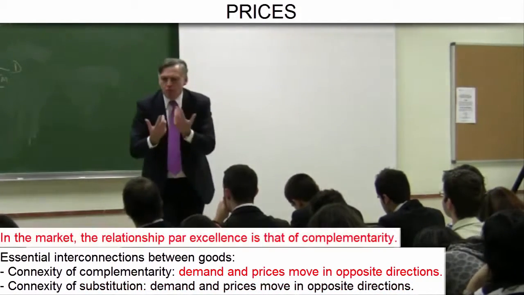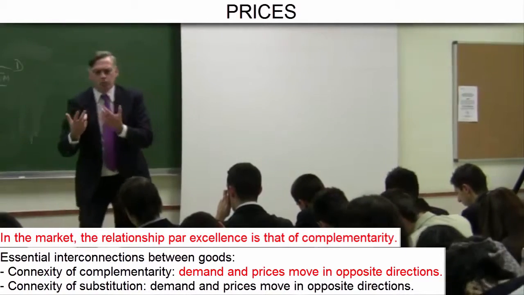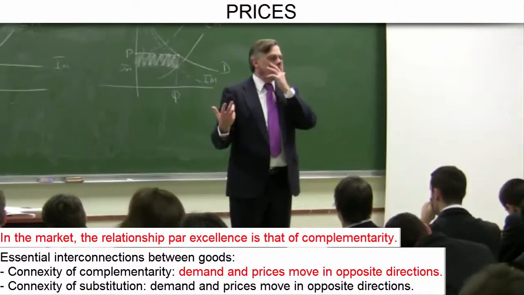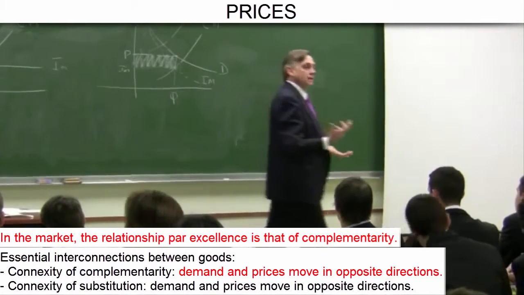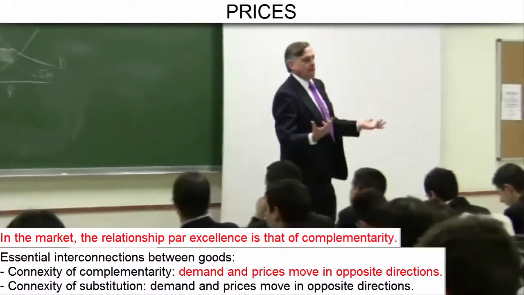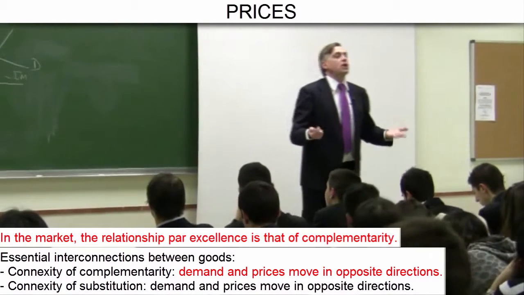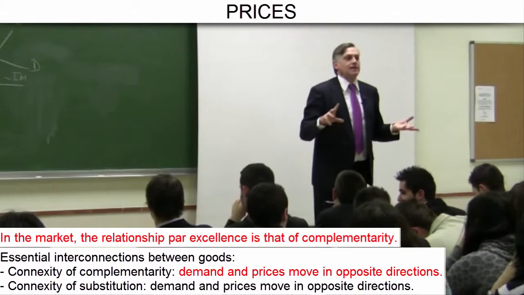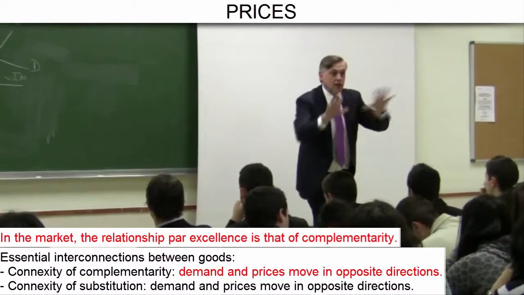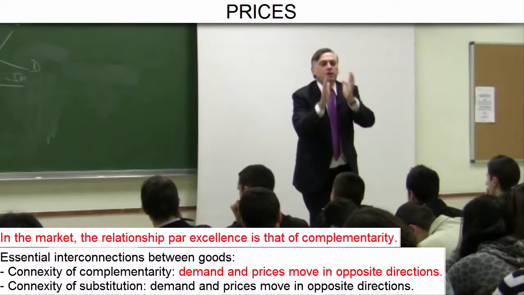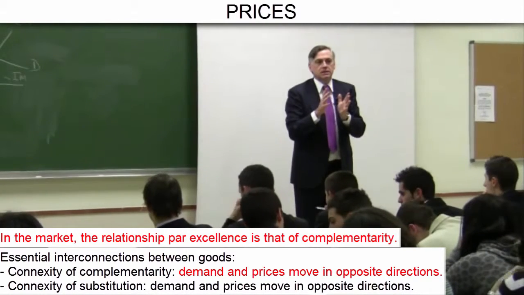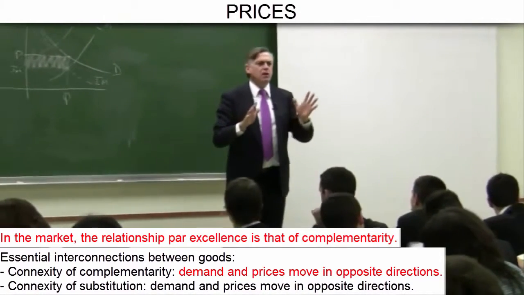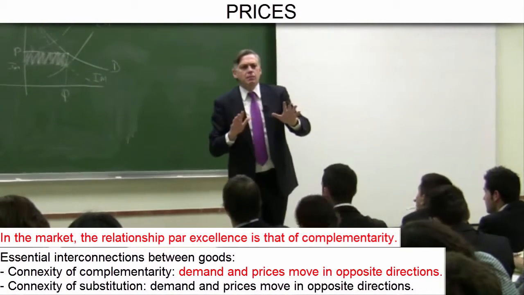In the market, the relationship par excellence is that of complementarity. The entrepreneur is always searching for the complementary resources he needs to successfully complete his investment projects and arrive at the final consumer good. Consumers do the same. Complementarity. If I want to brush my teeth, what do I do? I buy a toothbrush, but I also need toothpaste. We combine certain things with other complementary things in order to satisfy our desires and our needs.